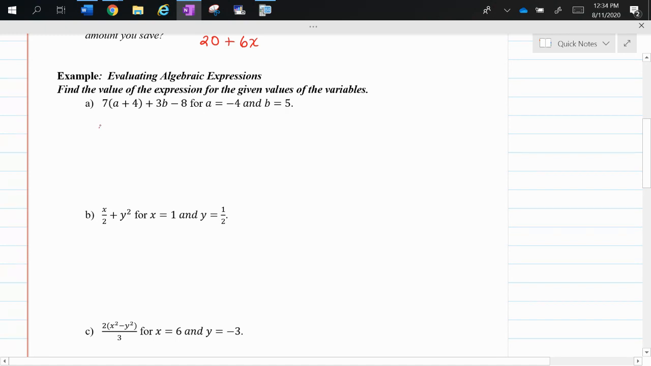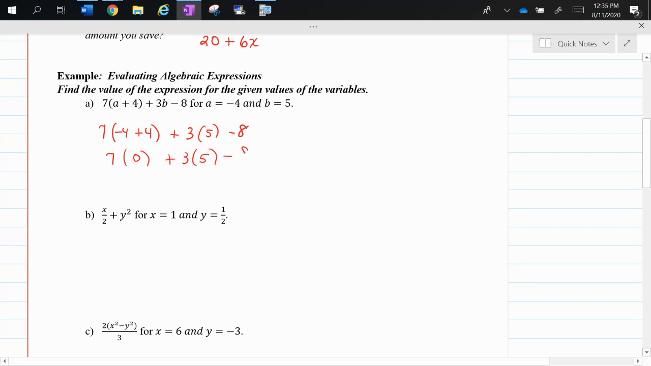So I'm going to first plug in that a is -4 and that b is 5. And then I'm going to use my order of operations to evaluate. I know that I always do parentheses or grouping symbols first. So -4 plus 4 is 0.